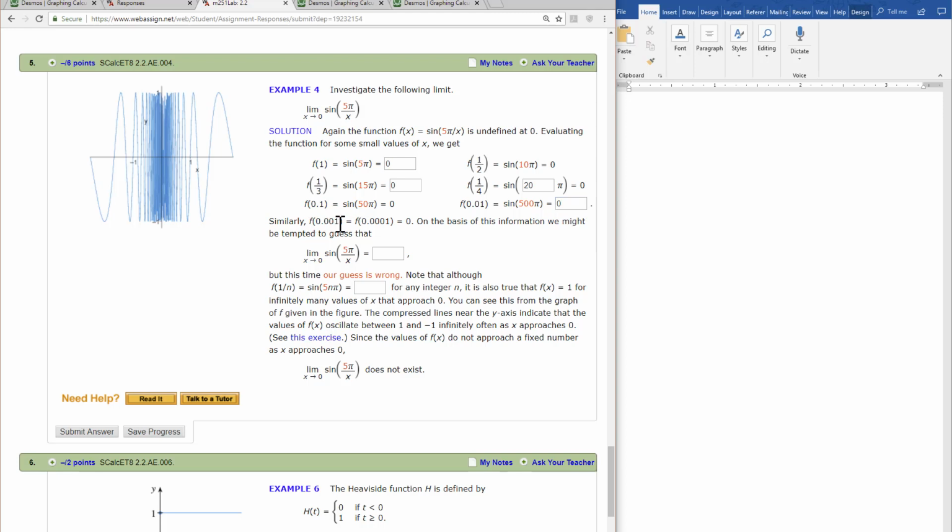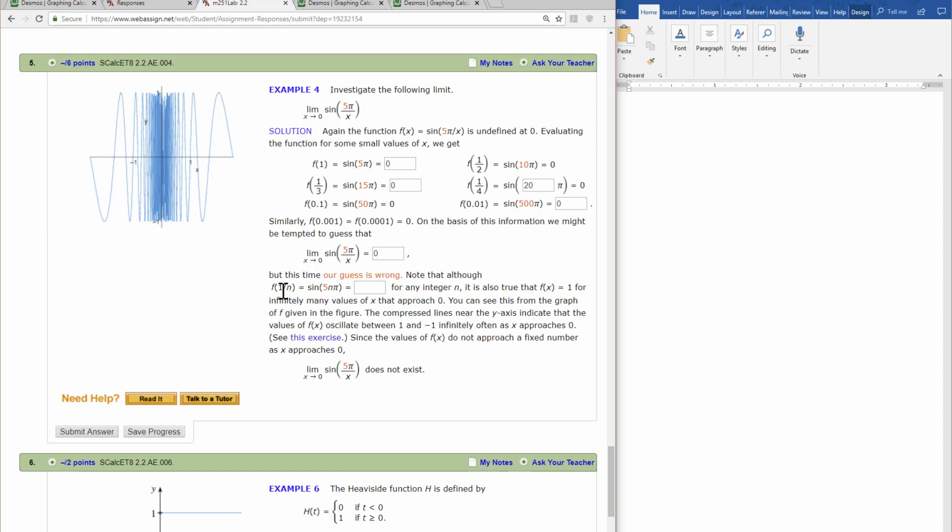Similarly, if you put 0.00001, as we see that these are numbers that are getting closer and closer to 0, we're going to get 0. So it looks like we're tempted to say that the limit as x approaches 0 is 0. Okay, but our guess is wrong.